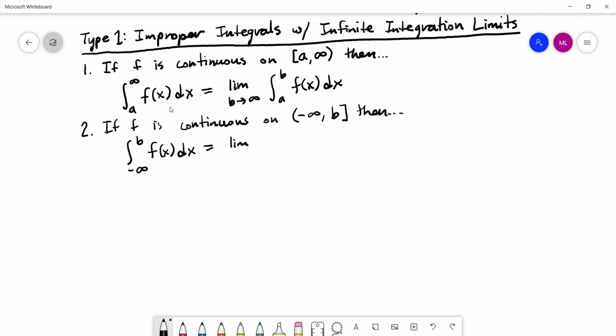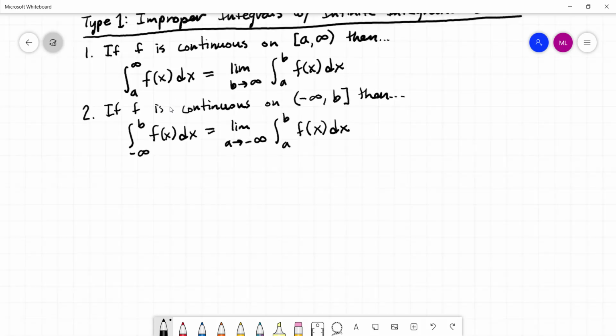And same thing, we'll just take the limit as a goes to negative infinity, in this case, of the integral from a to b of f of x dx. And what if both bounds are infinite?